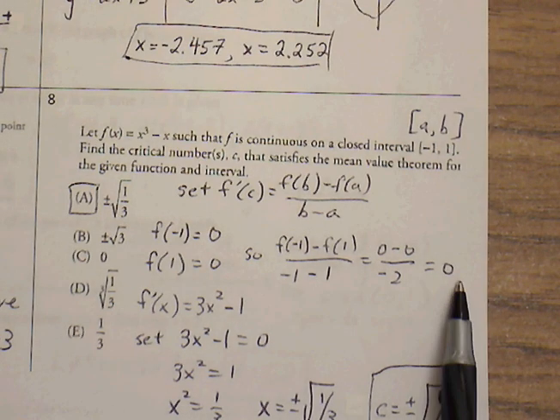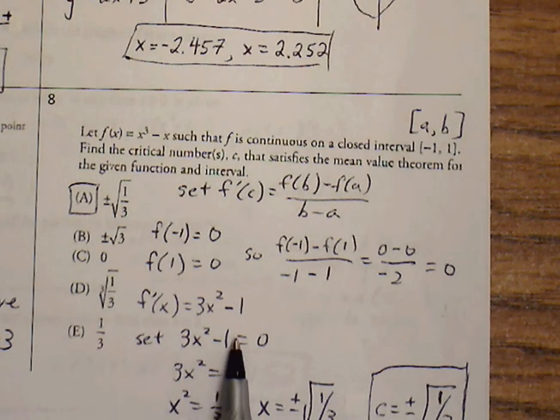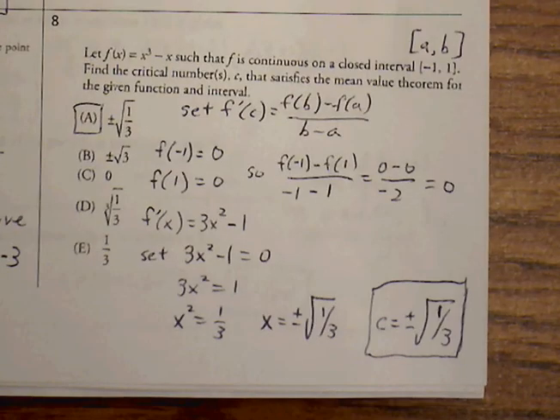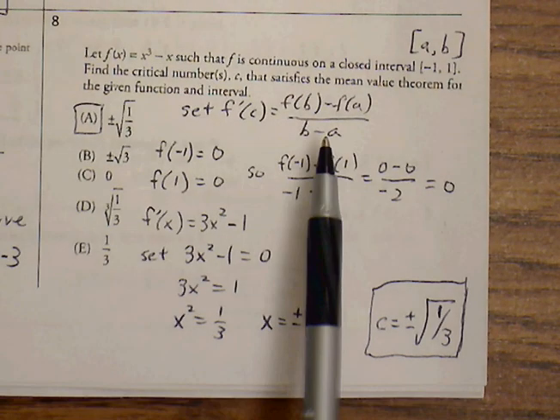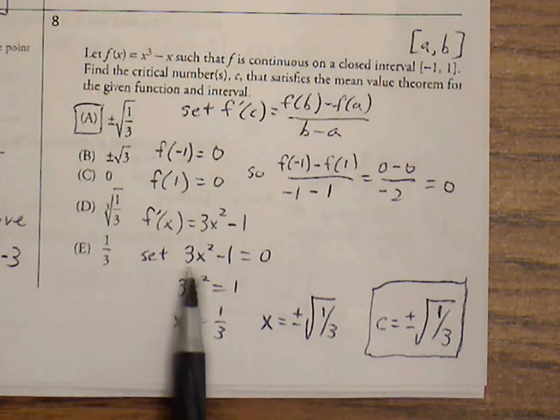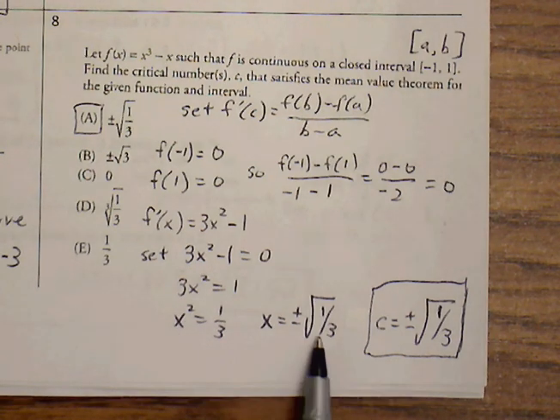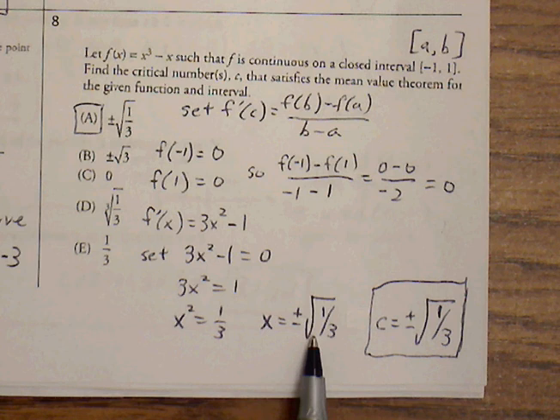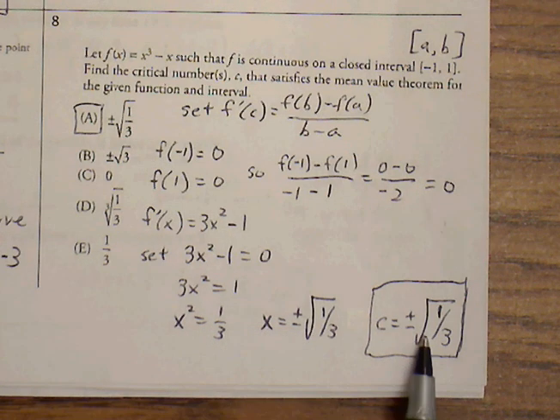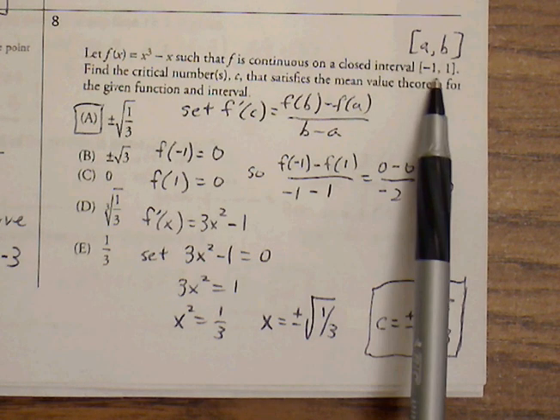Okay, so we have our derivative. We set our derivative equal to 0 to find out the c value where my instantaneous slope is equal to the average slope. Okay, subtract 1 from both sides, divide by 3, take the square root of both sides. So there's going to be 2 c values, plus or minus root 1 over 3. And both these values fall within the closed interval from negative 1 to 1. So that's our solution.